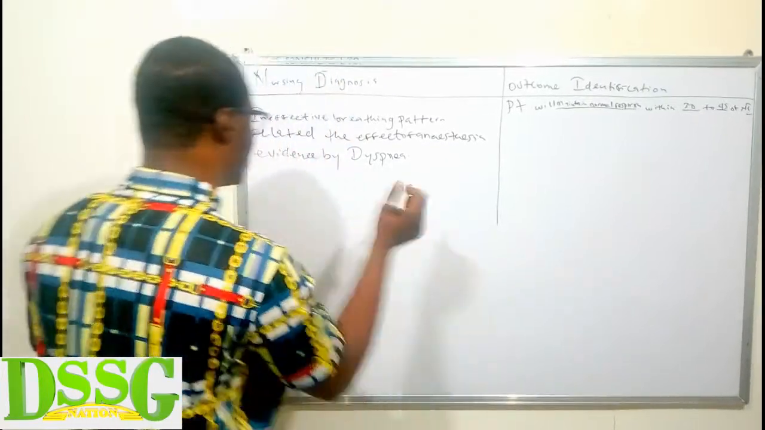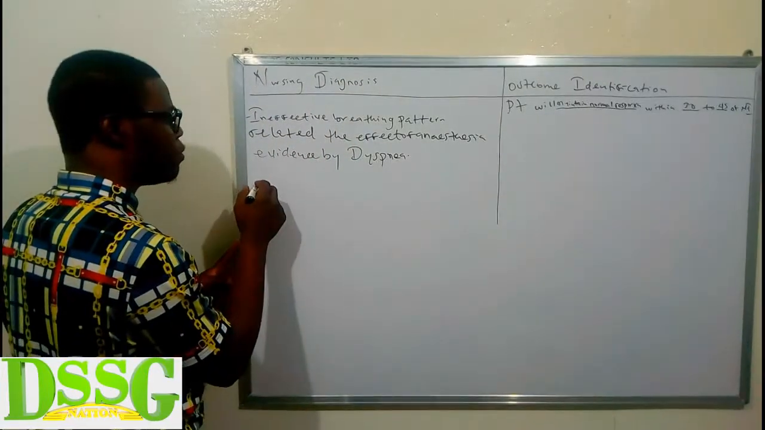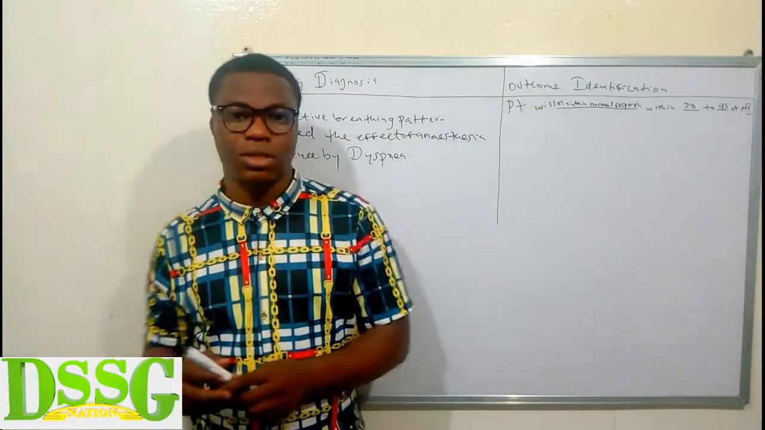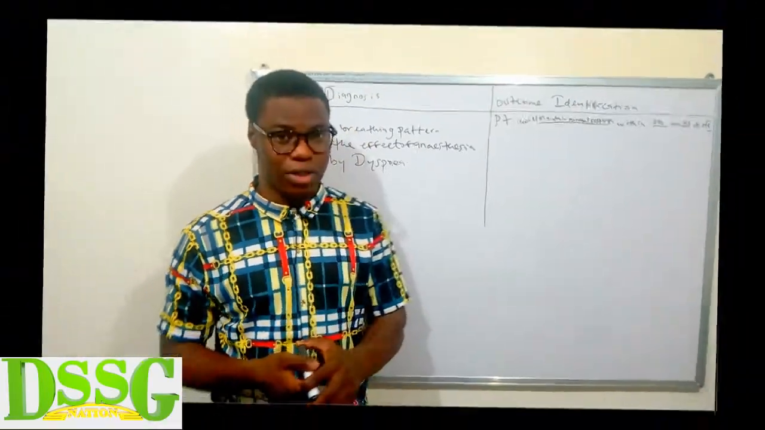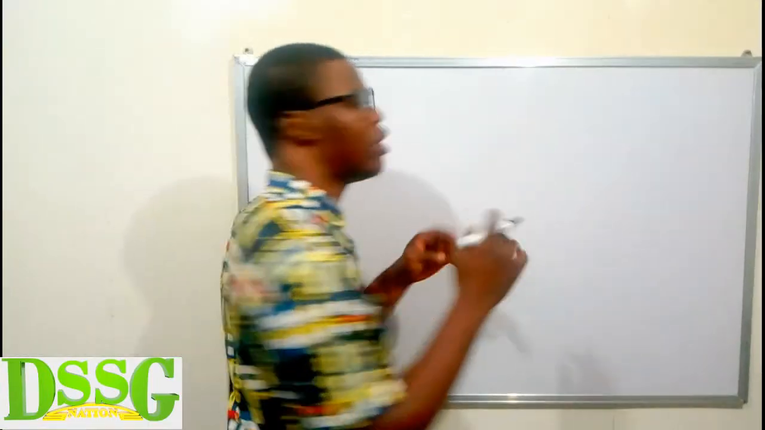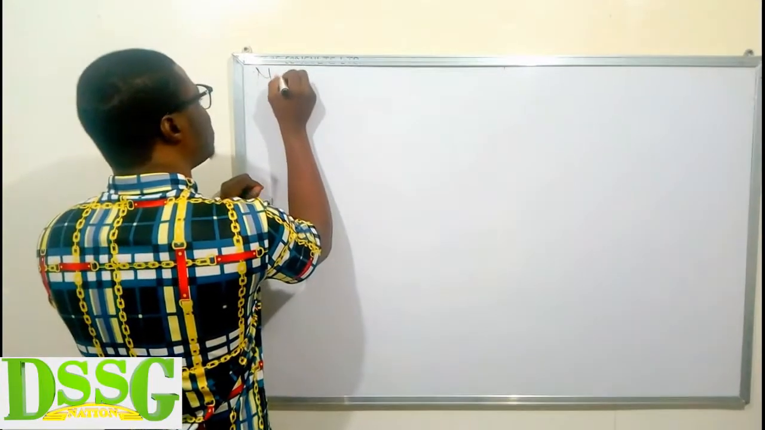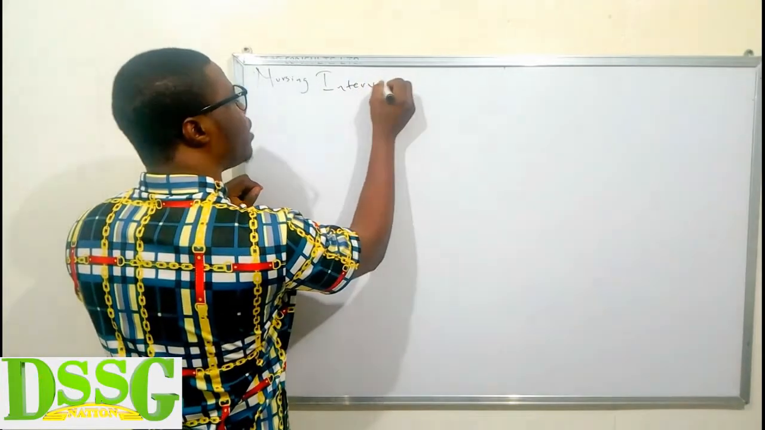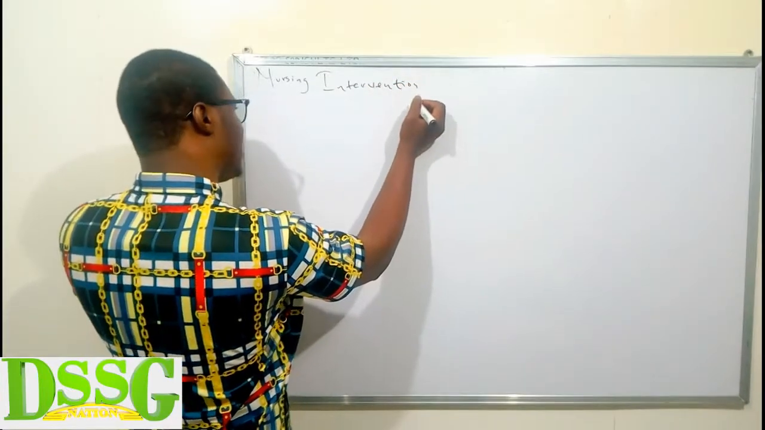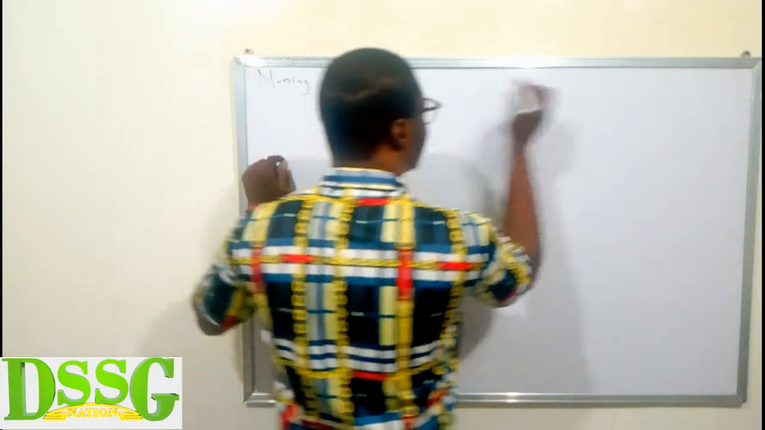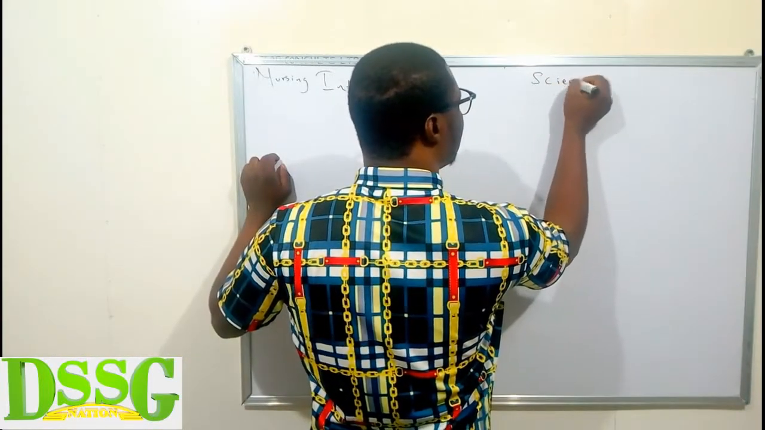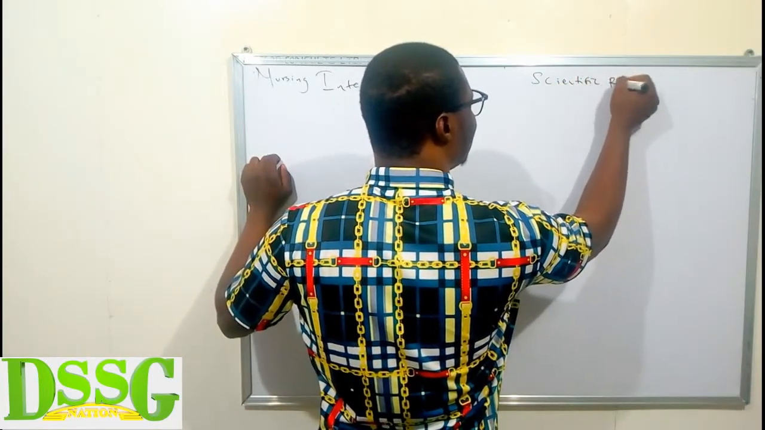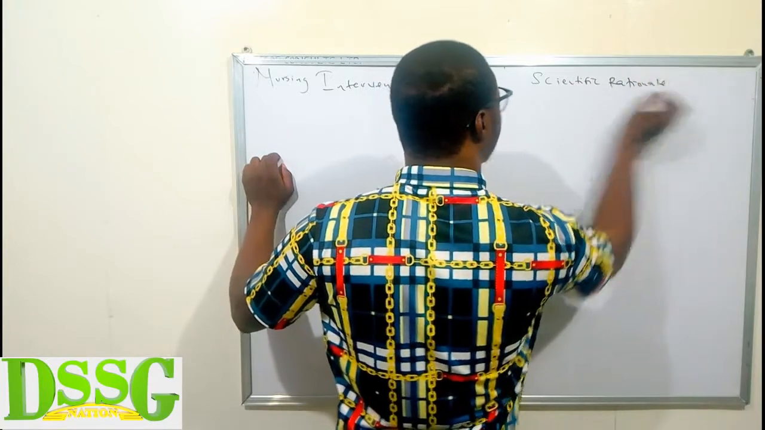So the next one is what? Okay, let me tell you what I'm coming with, the nursing intervention and the scientific rationale. So now we're going to talk about the nursing intervention. I said intervention means what? Action. Nursing intervention and the scientific rationale. And the scientific rationale is what? The reason for that action.